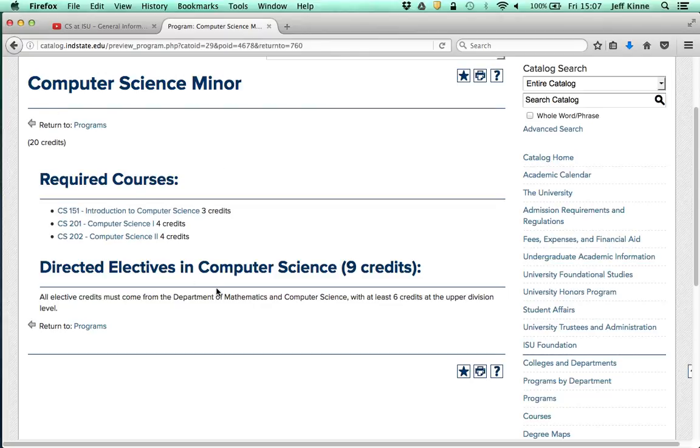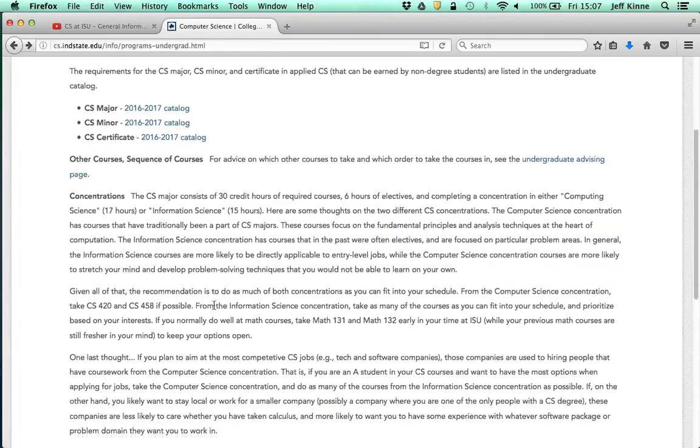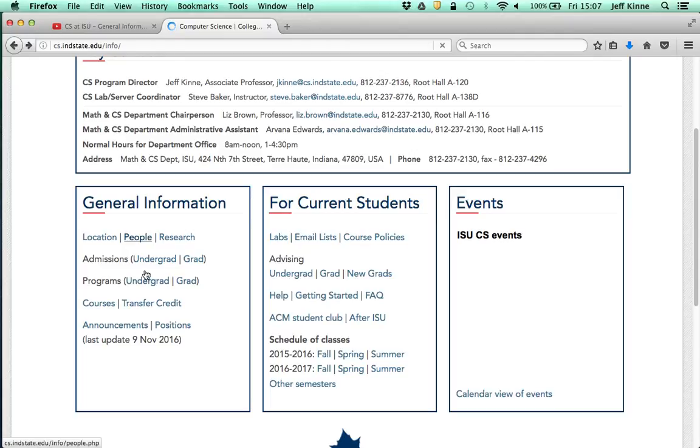And a lot of IT students will do this. So if IT students take 201 and 202 and the courses for their IT major, they'll just about be there. This stuff about concentrations is talking about which concentration to choose. That is into the programs.